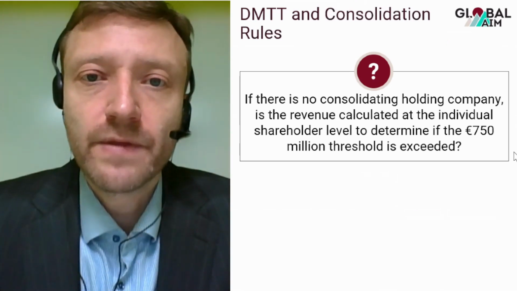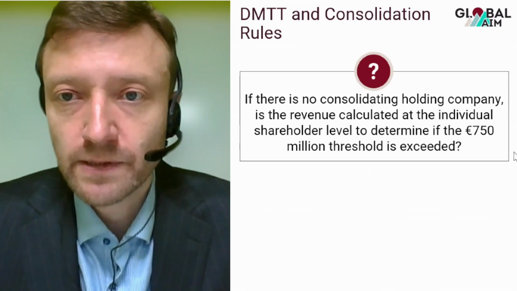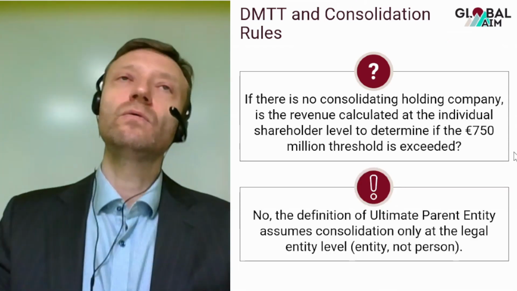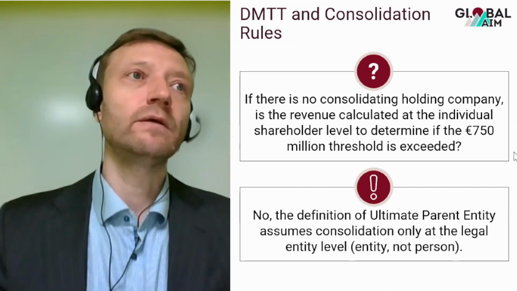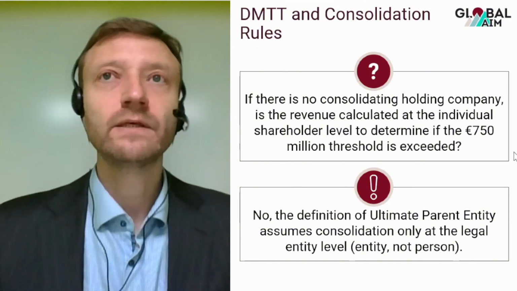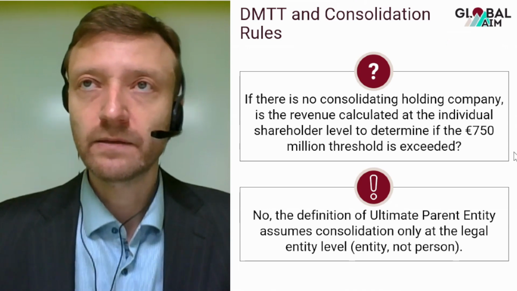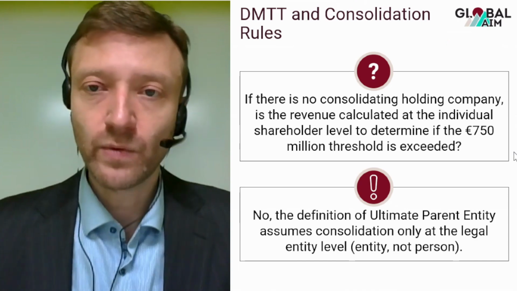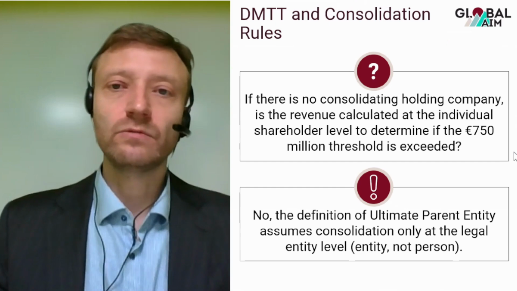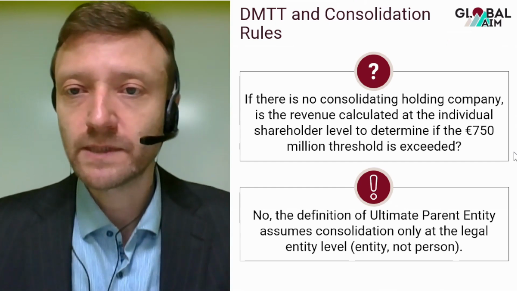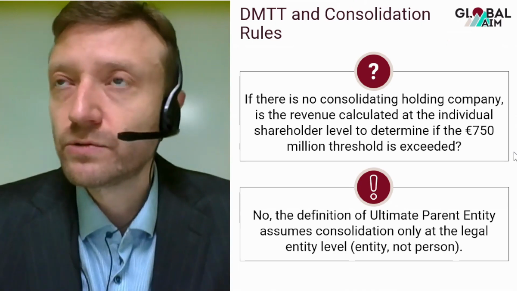Next question. If there is no consolidating holding company, is the revenue calculated at the individual shareholder level to determine if the 750 million threshold is exceeded? The answer is no. If there is no single ultimate parent entity, we do not look at the individual who owns assets. In a structure where an individual owns different businesses which do not have a single point of consolidation, each of these businesses will have its own ultimate parent entity, thereby breaking down the whole revenue, which may otherwise exceed this threshold at the aggregate level of the individual. Given there is no single holding company, the consolidated revenue will be determined separately for each business, and they may well be below the threshold, in which case the DMTT rules do not apply.